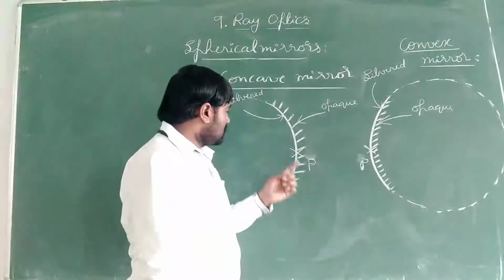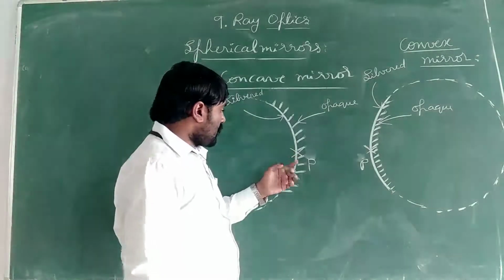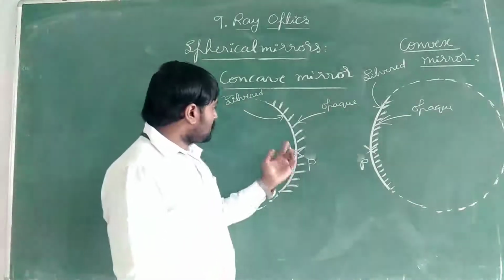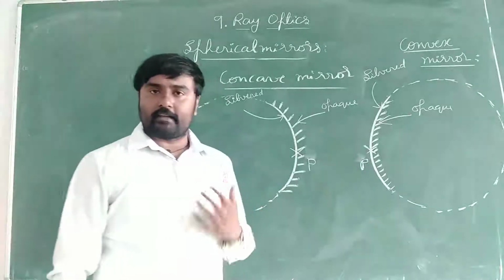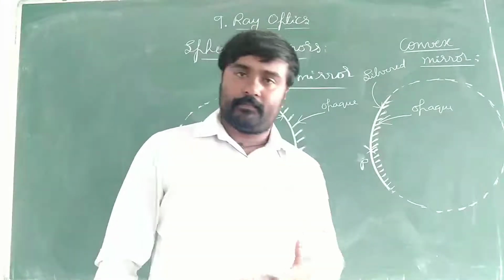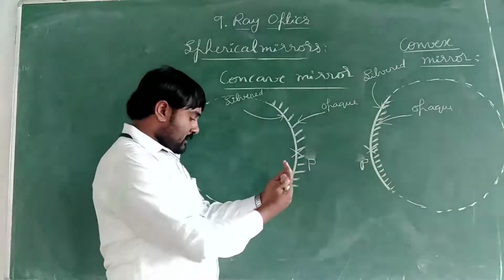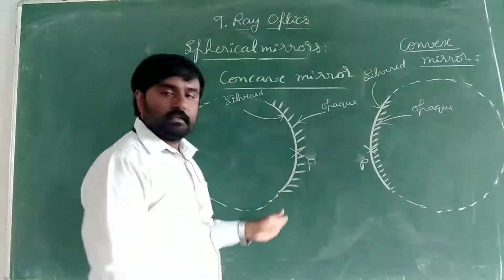So what is the meaning of pole? Pole means the center of the reflecting spherical surface. The center of the reflecting spherical surface is called the pole. What is the meaning of pole? Pole means the center of the reflecting spherical surface.